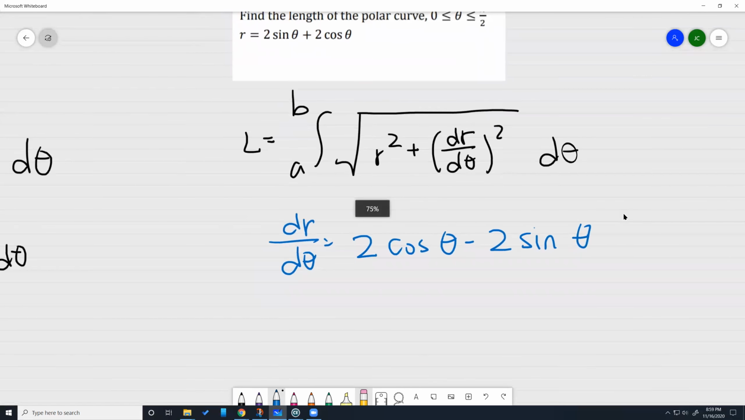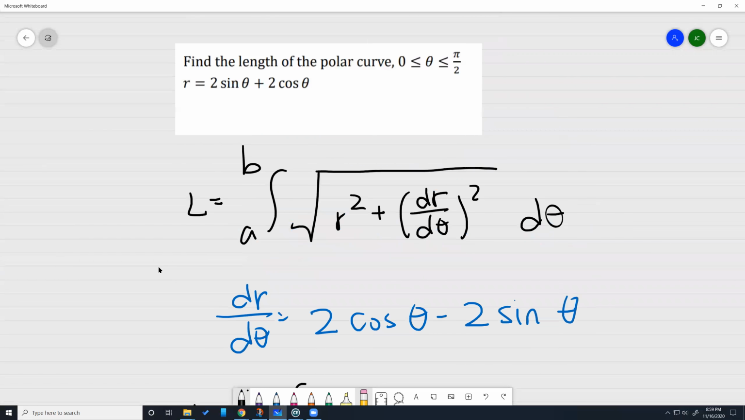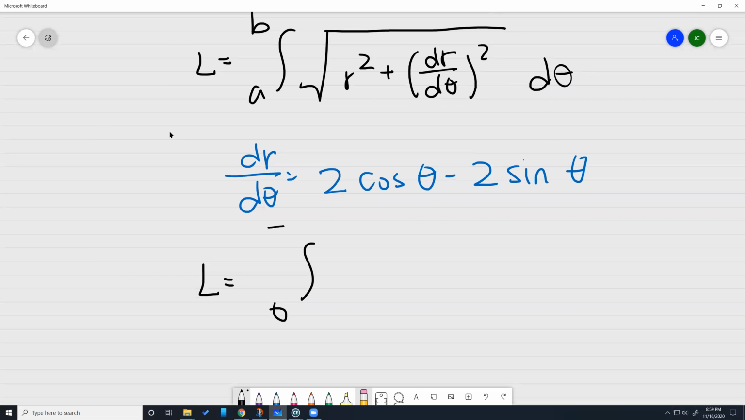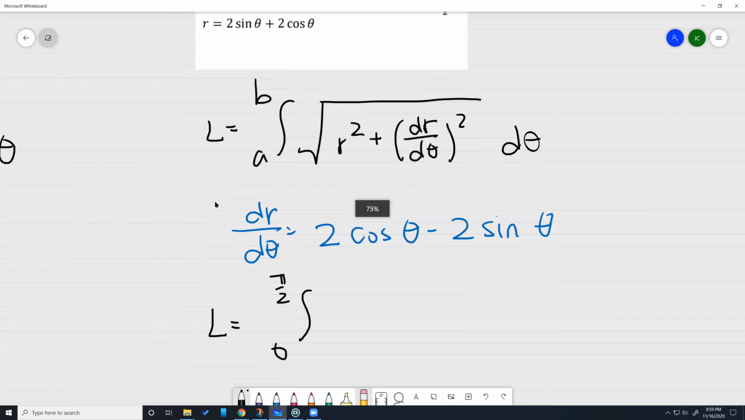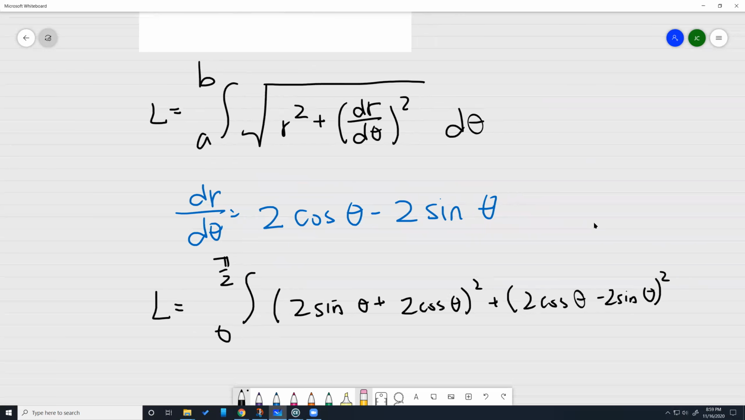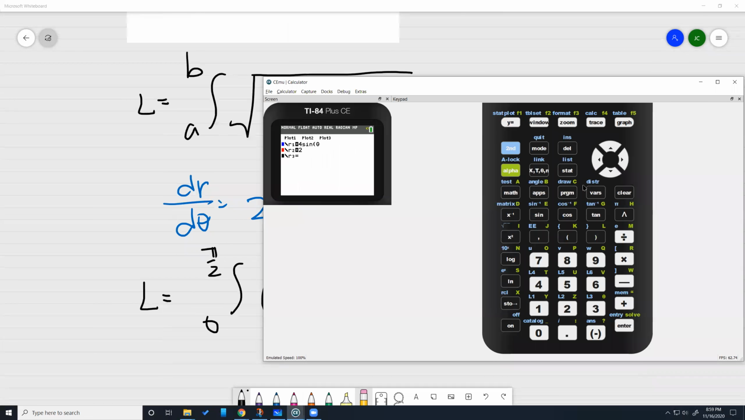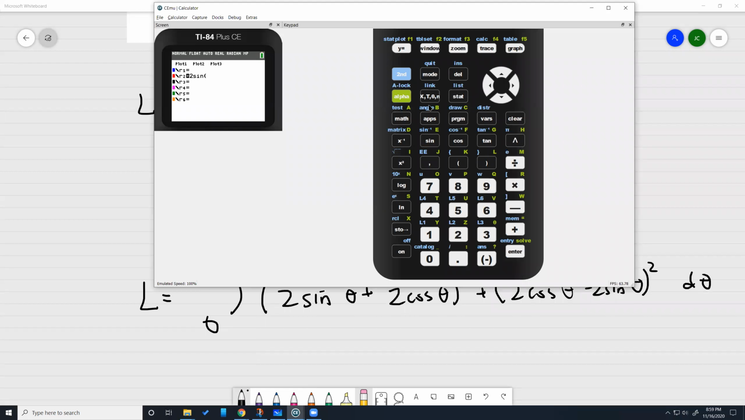So go ahead and plug this all in. The limits of integration are given to you as well, from 0 to pi over 2. So 2 sine theta plus 2 cosine theta, squared. And you can go ahead and punch this in the calculator as well. I'm going to do it a shorter way and show you how. I'm just going to type these two equations in there.